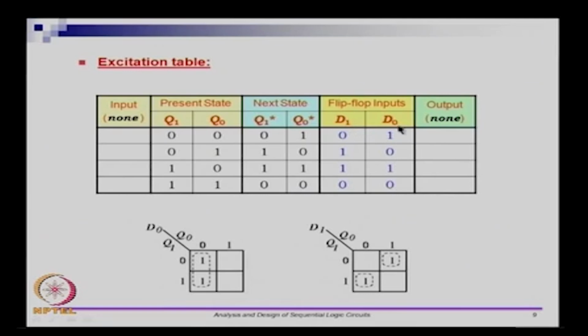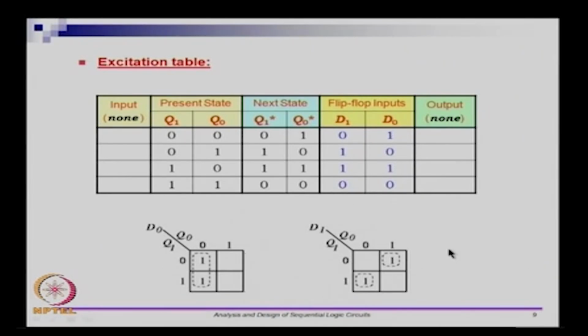Once you have D1 and D0, you can forget these 2 columns about the next state, because we want the relationship between the present state and the flip flop inputs. Automatically, the flip flop inputs will dictate what the next state is. So you look at the 4 combinations in terms of Q1 Q0, and you get a Karnaugh map for D1 and a Karnaugh map for D0. The map entries and the groupings are shown here. So it looks like D0 is Q0 complement and D1 is Q1 XOR Q0. That is derived from these 2 vectors here.